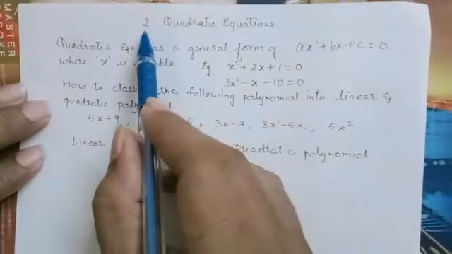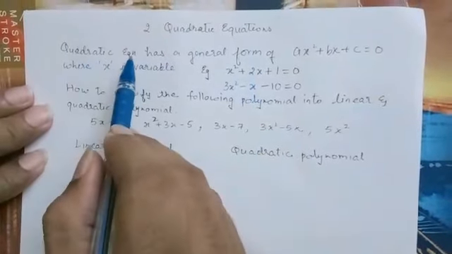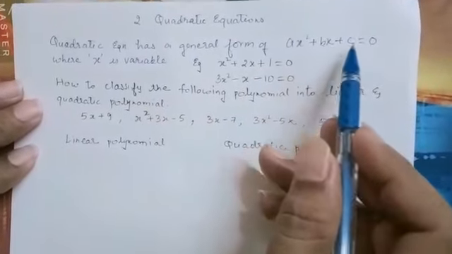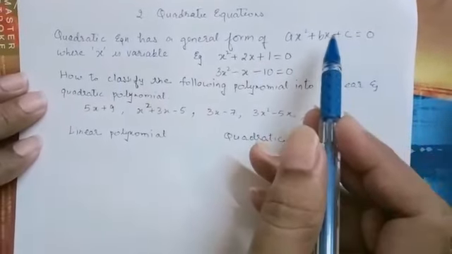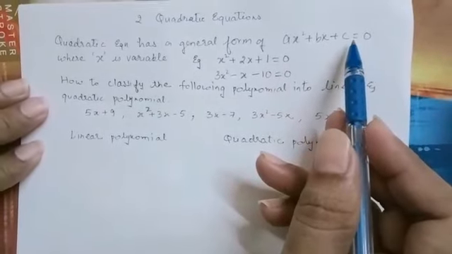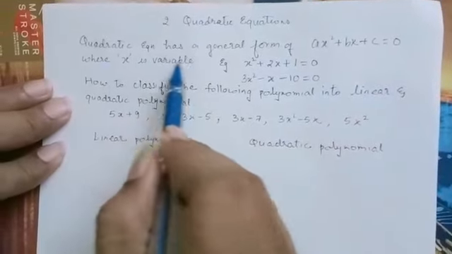So let us start with exercise 2.1 Maths 1. Chapter 2, quadratic equation, of Maths 1. A quadratic equation has a general form of ax square plus bx plus c is equal to 0. This is the general form of the quadratic equation in the variable x, where x is the variable.